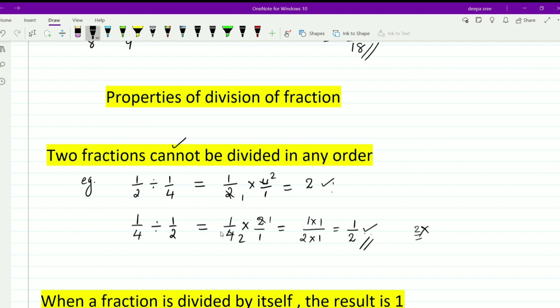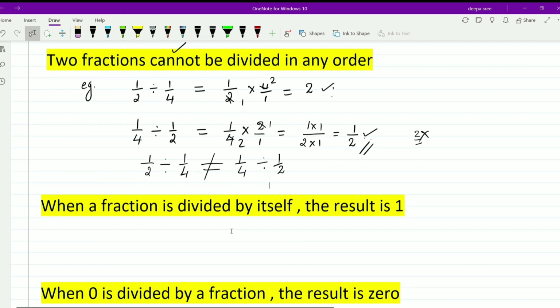But in the division case, if we change the order of the fractions and then divide, we will not get the same answer. The answer will not be the same. So we can write that 1 by 2 divided by 1 by 4 is not equal to 1 by 4 divided by 1 by 2. This is the concept, or this is the first property.